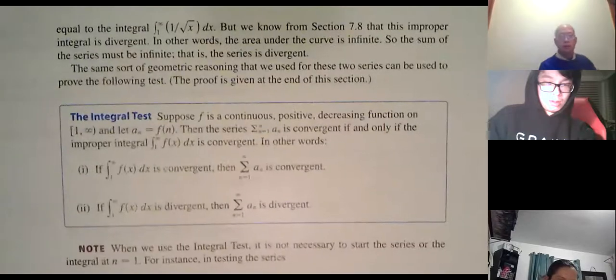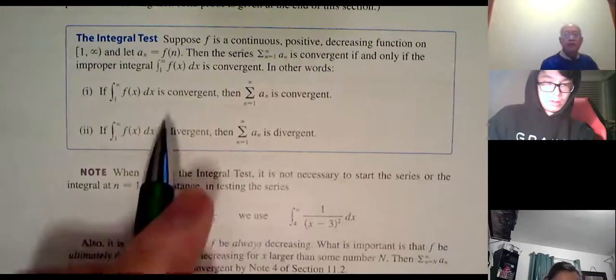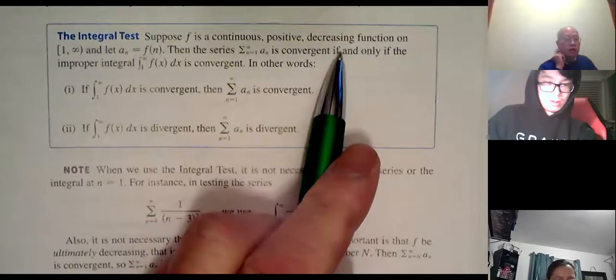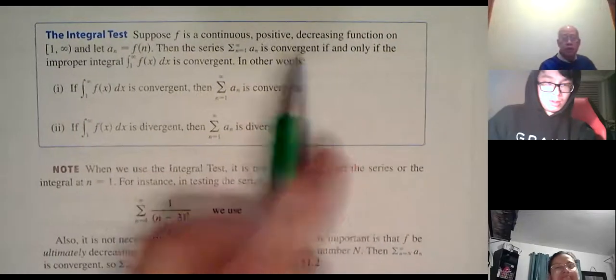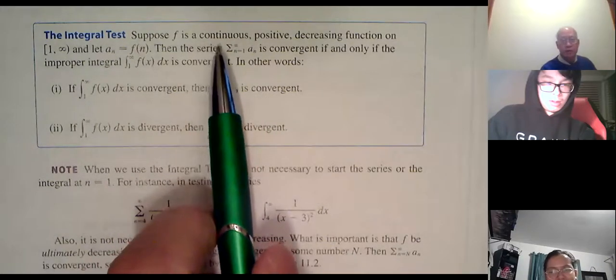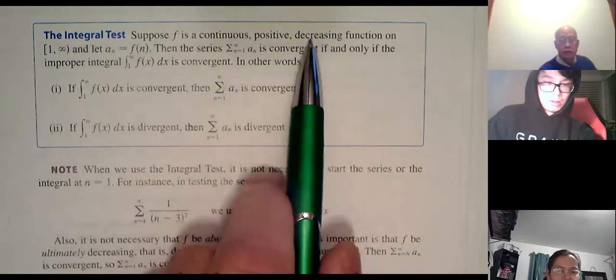Let me give you the idea of the integral test. Page 721. Suppose f is a continuous, positive, and decreasing function. All of these have to be true. Put them on your next cheat sheet if you want. It's almost always going to be continuous for the problems in this section. Positive, decreasing. So that's theoretically what we're supposed to check.